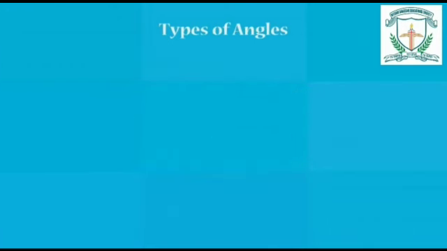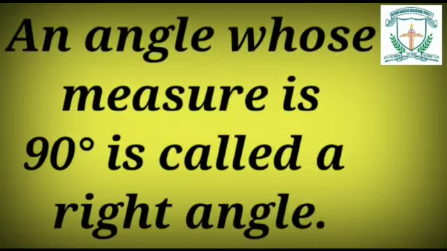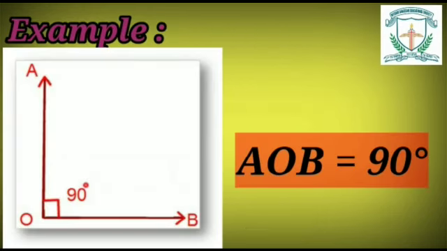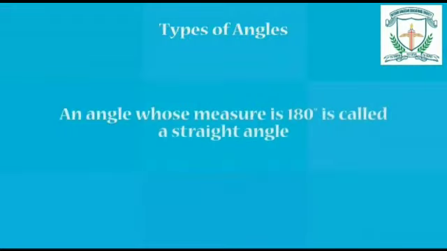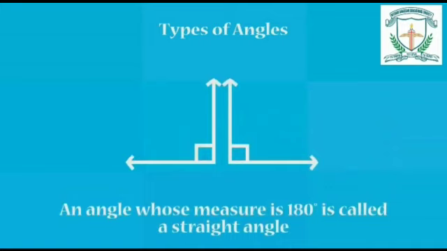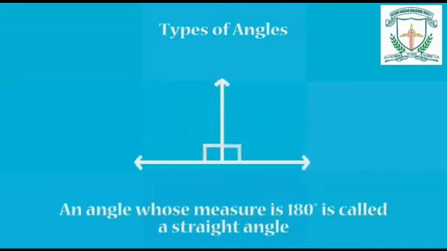Third one. An angle whose measure is 90 degrees is called a right angle. Example, angle AOP is equal to 90 degrees, so it is a right angle. Fourth one. An angle whose measure is 180 degrees is called a straight angle. Example, if two right angles are kept next to one another, they form a straight angle.